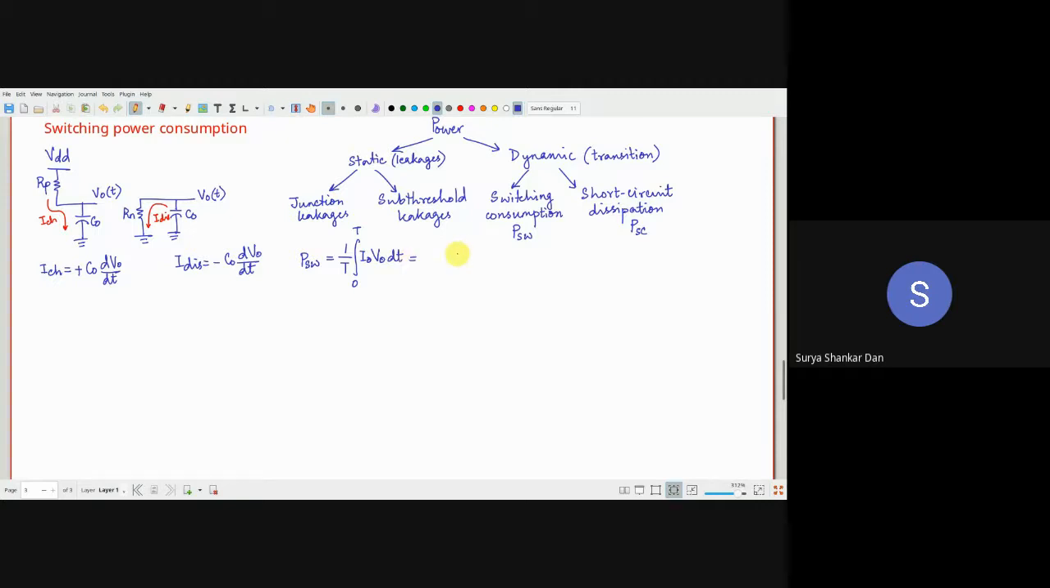Makes sense? Now, if we look at the characteristics, then how does it appear? From here, okay, and from here it will, okay, so this is your time T.